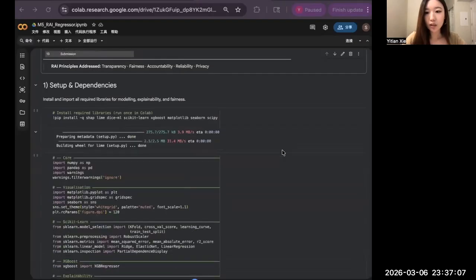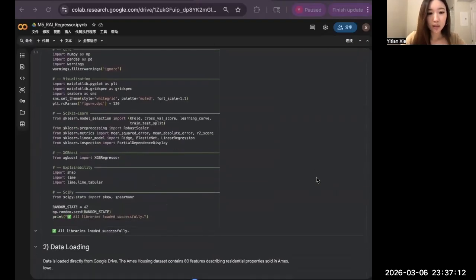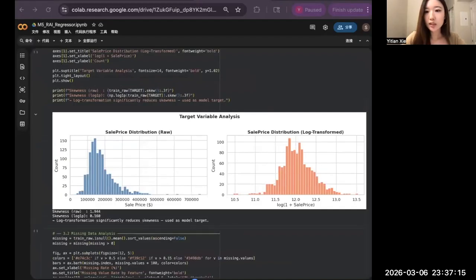So let's take a look at the first step: analyzing the target variable, sale price. In the target variable analysis section, the raw-scale price distribution shows a strong right skewness, with a skewness value of approximately 1.94. Such skewness can negatively affect the regression model because large outliers dominate the loss function. To address this issue, I applied a log transformation using log1p, which reduced the skewness to 0.16.